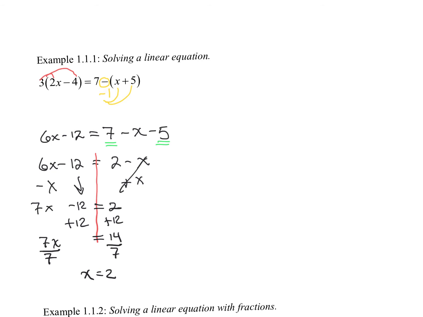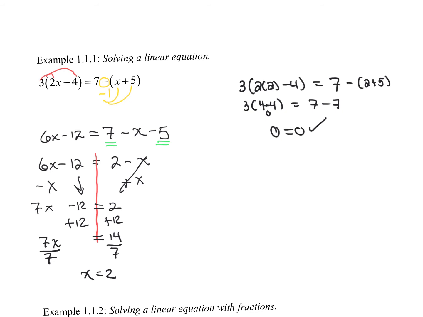Now, the great thing about math is that you don't have to guess if you're right. You can always go back and check if you're right. So if x equals 2, I can go back and plug a 2 in. So I get 3 times (2 times the 2 that we found, minus 4) has to equal 7 minus 2 plus 5. 2 times 2 is 4, minus 4 equals 7 minus 2 plus 5 is 10... 4 minus 4 is 0. 3 times 0 is 0. 0 equals 0. That is true. 0 does equal 0, so our answer is correct.